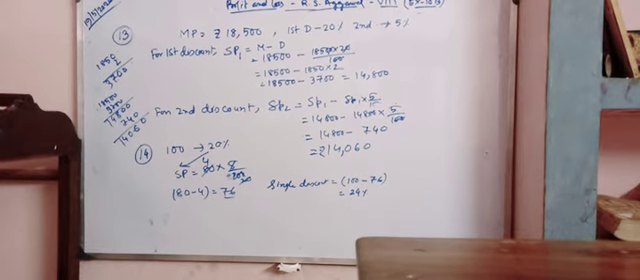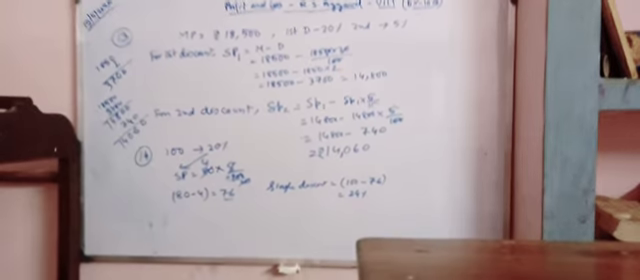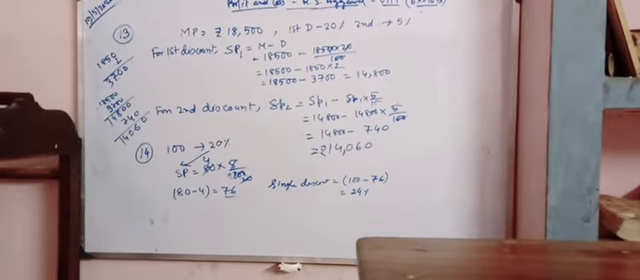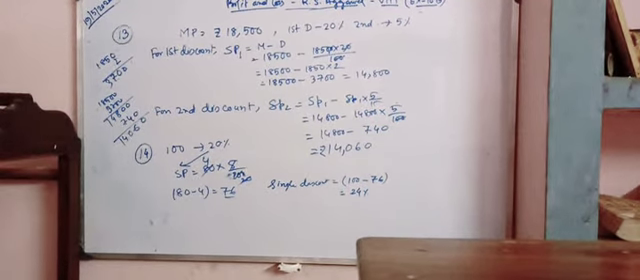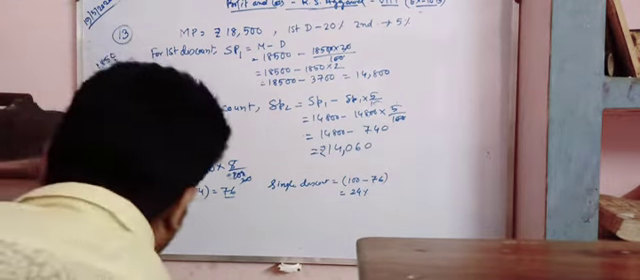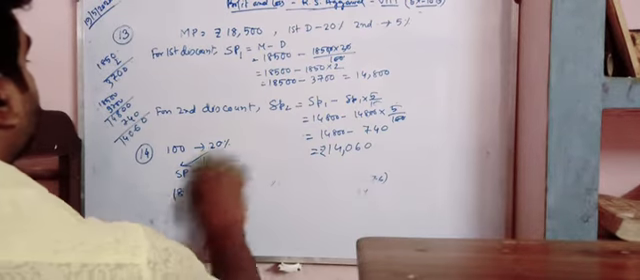In today's class we are going to discuss class 8 mathematics from R.S. Agarwal math book. The chapter name is direct and inverse proportion. It's a very important chapter.